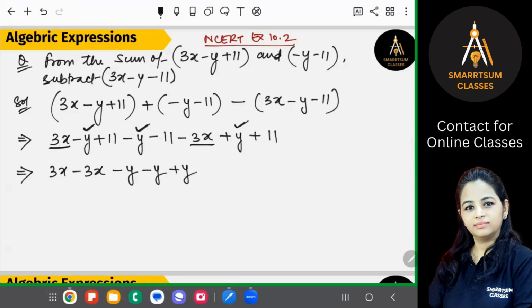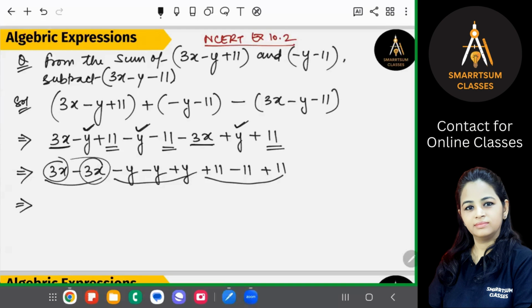So we have collected the terms. Now we will see the constant terms here. So this is plus 11, minus 11, plus 11. So write down plus 11, minus 11, plus 11. In this way, we have collected all the like terms and written them together. Now we can solve the like terms. Now 3x minus 3x. This 3x is positive and this 3x is negative. So similar terms with opposite sign. So what will you get? 0.